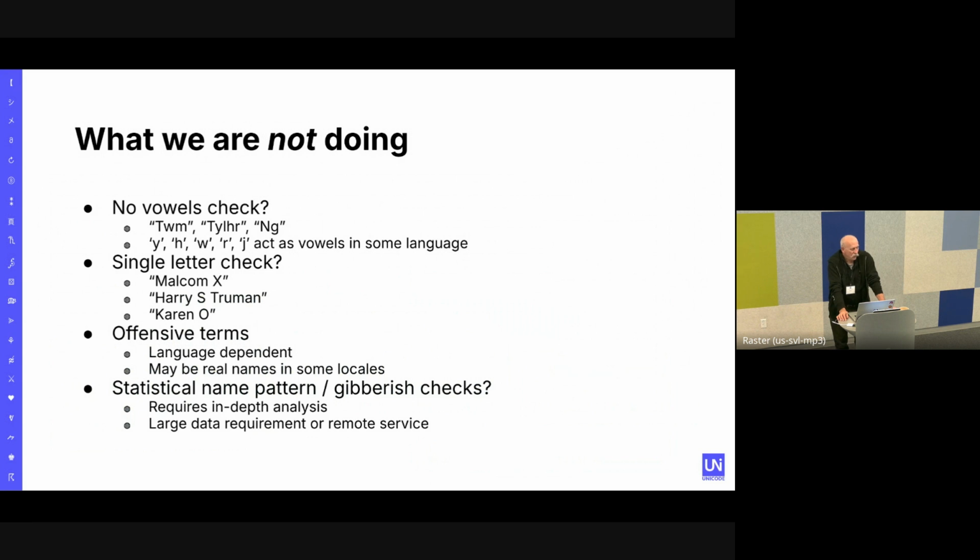We're not doing single letter checks. Well, we are doing a check to at least be sure there's at least one letter in a field. But you have names like Malcolm X, Harry S. Truman. His middle name was the letter S, and he just picked it because people had middle initials and looked fancy when they did that. But that's his name. Karen O is a Korean, I think, actor, and her name is O. In the UK, they'd probably make her put an H after the name, but the name is just Karen O.